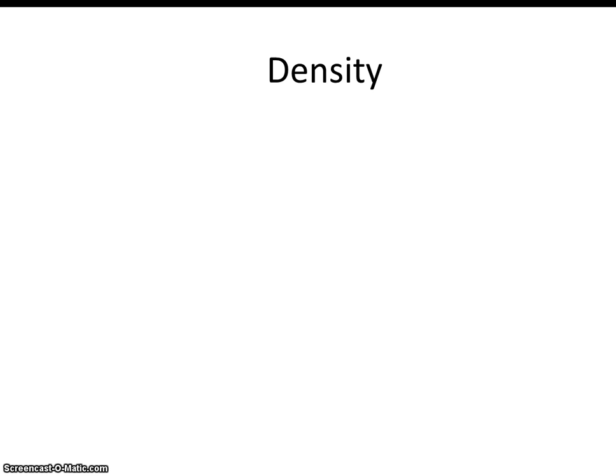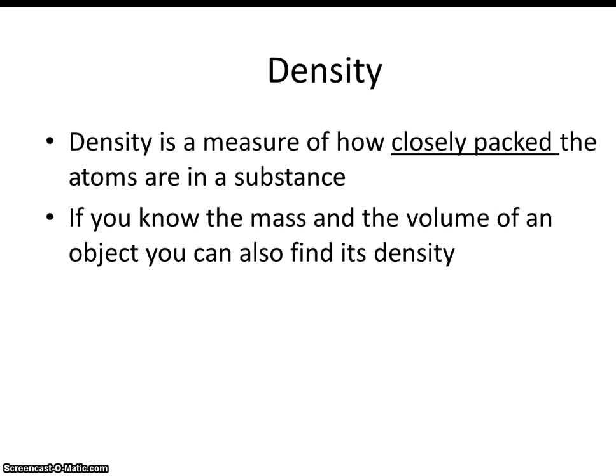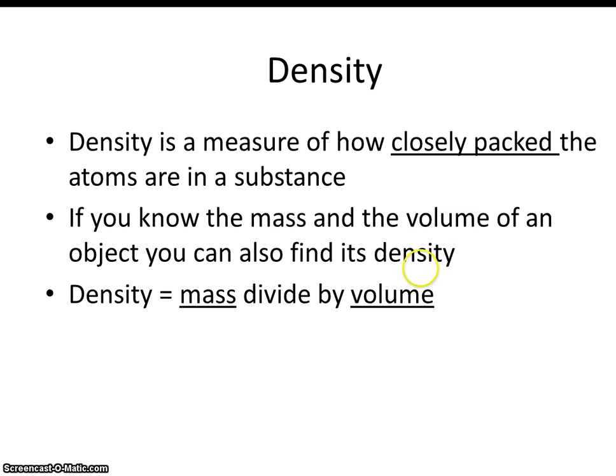For density, density is a measure of how closely packed the atoms are in a substance. If you know the mass of an object and the volume of an object, so if you know how many atoms are in an object and then how much space that object takes up, you can then find out how closely packed the atoms are, which is its density. Density's formula is mass divided by volume. D equals m divided by v.